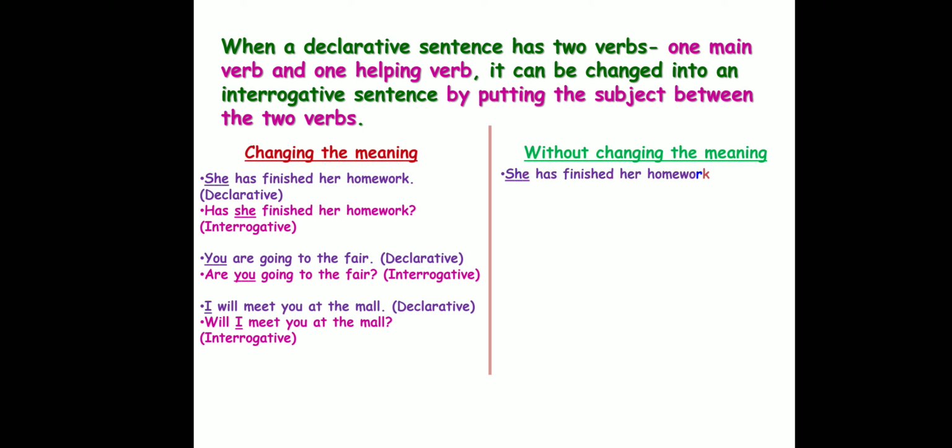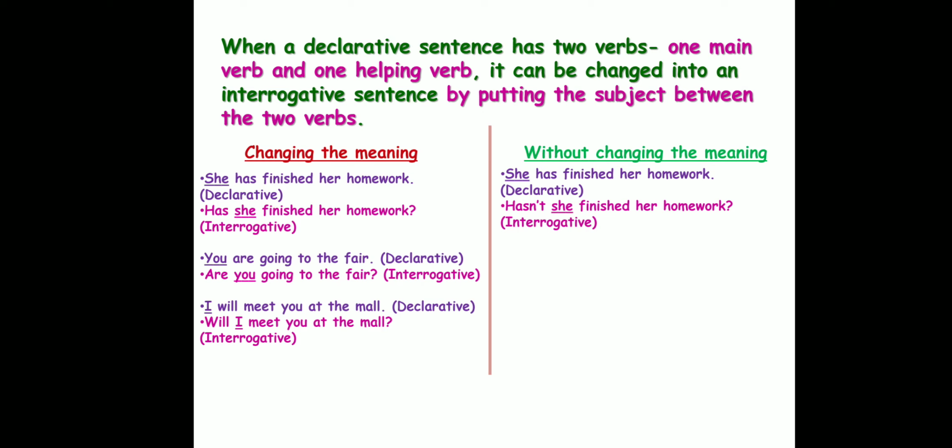Now without changing the meaning. She has finished her homework. Now what did I tell you? If you don't have to change the meaning, you will use the contractions with not. The not word has to come. And because the subject comes between the helping verb and the main verb, what will we say? We will say, hasn't she finished her homework? So the subject is she. She goes between the helping verb and the main verb. And because you don't have to change the meaning, you have to use hasn't. That is why we will say, hasn't she finished her homework?